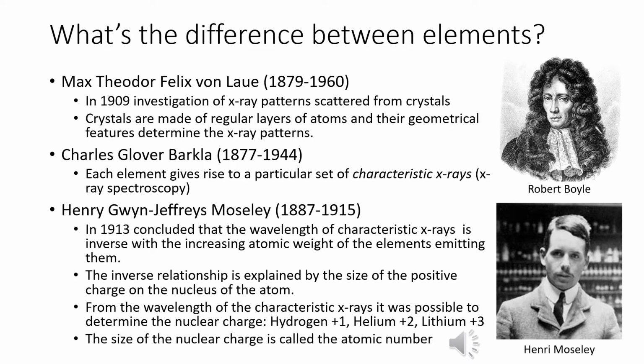And this inverse relationship, he was able to explain by the size of the positive charge on the nucleus of the atom. So by using this development, he was able to determine the nuclear charge of the elements. And then we got this series: hydrogen, which is +1, helium +2, lithium +3, and so on. And this nuclear charge is what we call the atomic number.